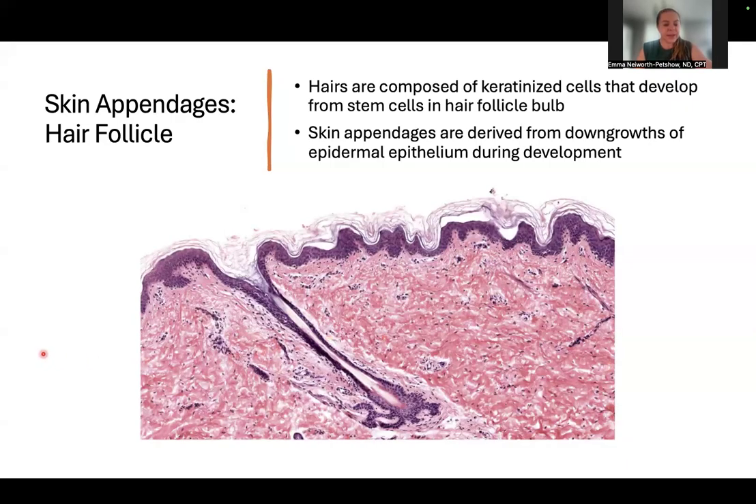When we look at another skin appendage, we can see our hair follicles. Hairs are composed of keratinized cells that develop from our stem cells in the hair follicle bulb down below. And these skin appendages are also derived from downgrowths of our epidermal epithelium during development.